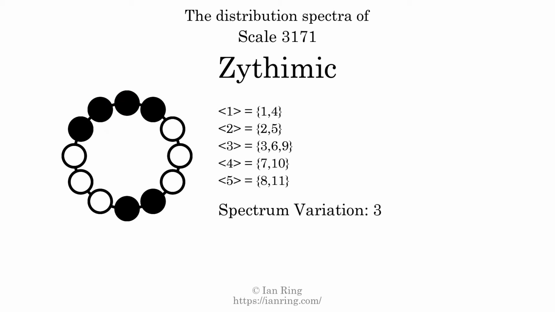The spectrum variation is the sum of all the widths divided by the number of tones. The spectrum variation of this scale is 3.